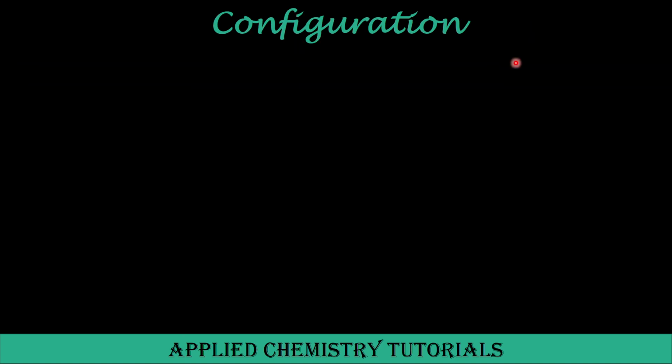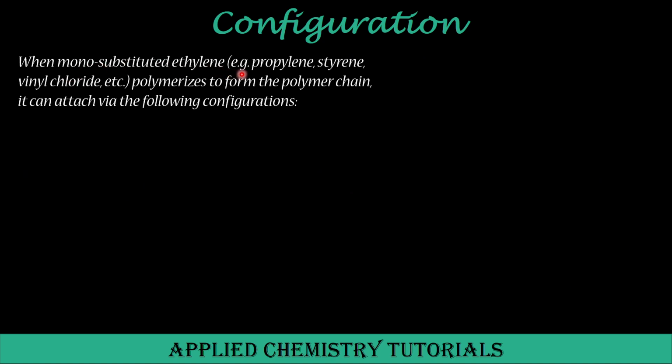The next category is configuration. When monosubstituted ethylene, for example propylene, styrene, vinyl chloride, etc., polymerizes to form the polymer chain, it can attach via the following configurations. So assume this is the ethylene which is monosubstituted by X. Now for propylene, X is CH3, for styrene, X is C6H5, for vinyl chloride, it is Cl.